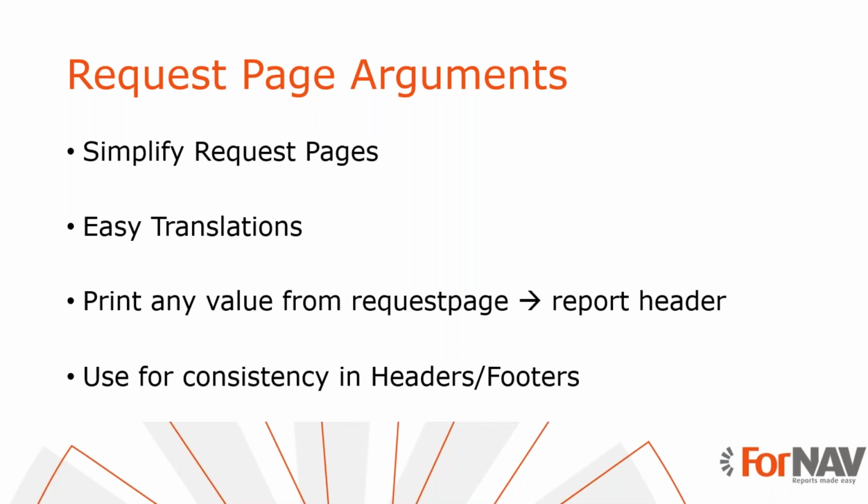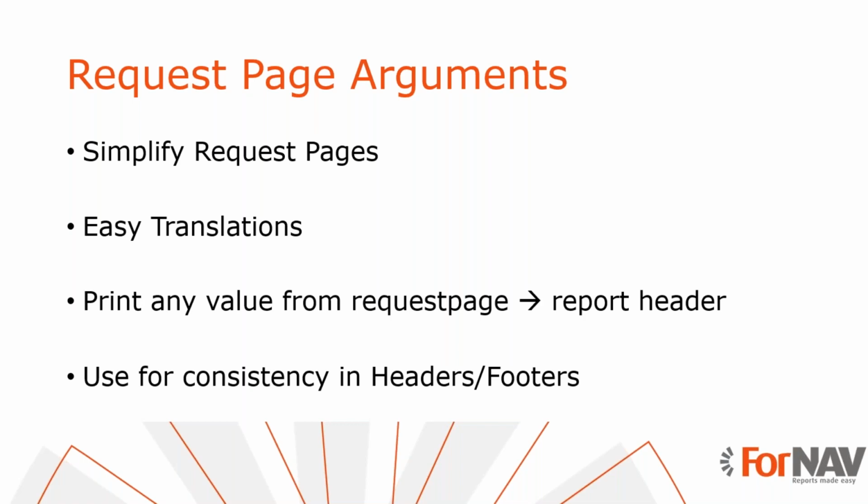In a lot of cases, you need the data from your request page in your report. Sometimes you want to print whatever the user has put in a request page. Sometimes you want to hide a certain control or a certain section in your report based on something from the request page. And the normal way of working with request pages is to declare a variable, put the variable on the request page, put the variable in your data set and start carrying it around.